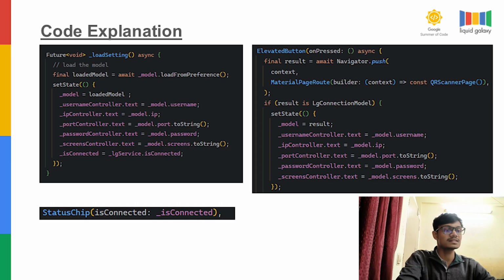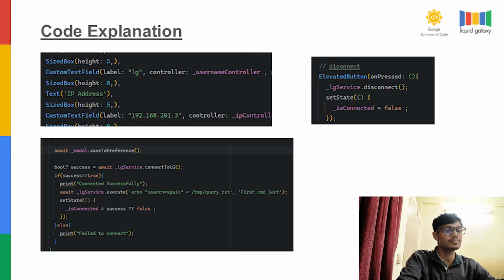Next, we have the connection status indicator, a small status chip that visually shows whether the app is currently connected or disconnected from the LG rig, providing instantaneous feedback to the user. If needed, the user can still manually edit the fields. Custom reusable text fields are used for consistency, validation, and clean UI design. Next, we have the connect button logic.